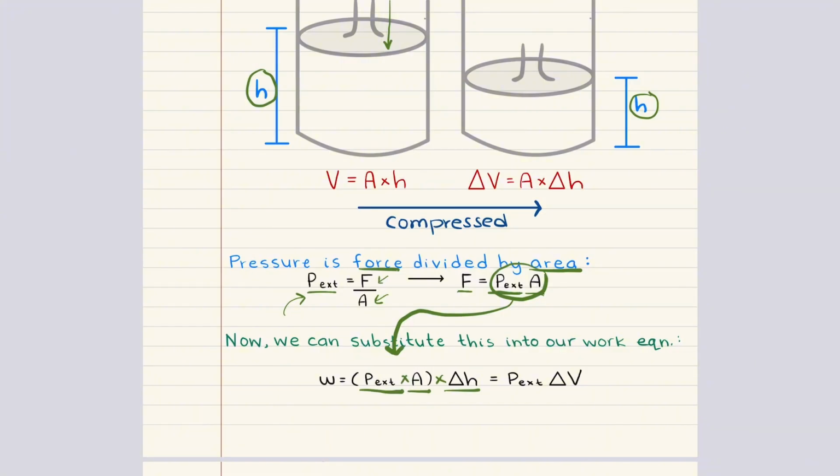But notice that the piston's displacement, area times height, is directly related to the volume of the gas. The volume of the gas is equal to area times height. Therefore, the change in volume is equal to area times the change in height, and we can go ahead and replace A times delta H with delta V. So substituting this into our work expression, we get that work is equal to P external times delta V.